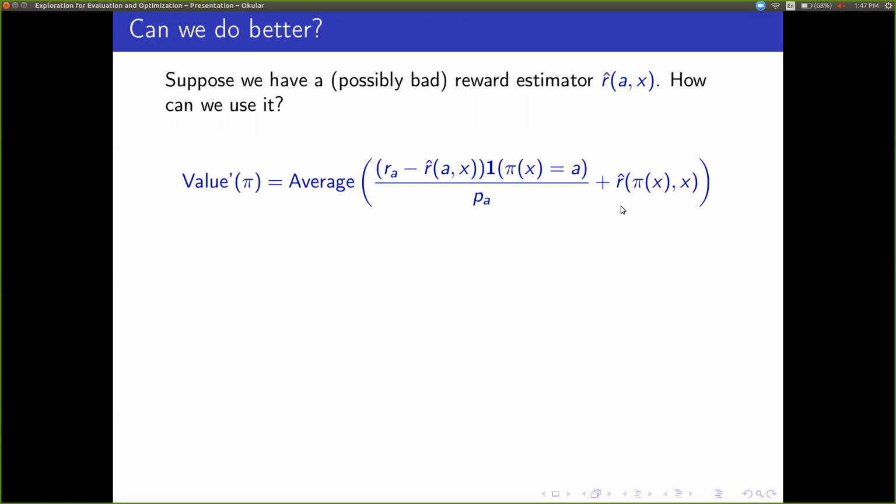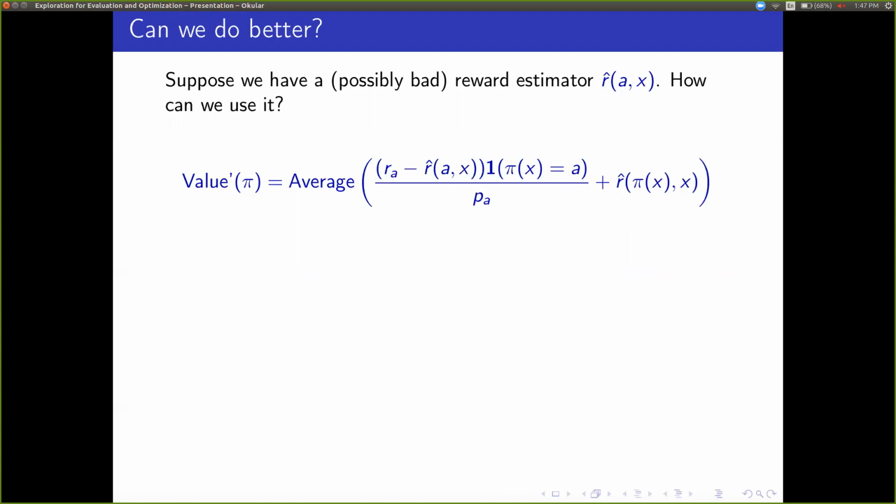So if you were just going to estimate using the reward estimator, you'd have the last term. You'd have the estimated reward of the policy's chosen action. But we want things to be unbiased. So we'd like to have the reward divided by the probability of the action. But now because we're adding on the r hat, we need to subtract it off as well. So this is the way to kind of add on and subtract off the r hats.